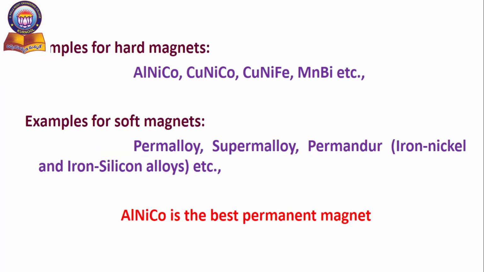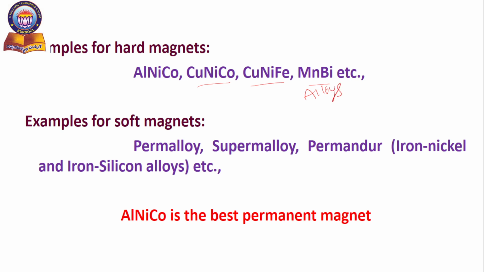Then examples for hard magnets are alnico, copper, nickel, cobalt. Here are some of the formulas I have written for the examples of hard magnets: alnico, copper, nickel, cobalt, copper, nickel, iron, manganese, bismuth. All these are alloys, examples for hard magnets.